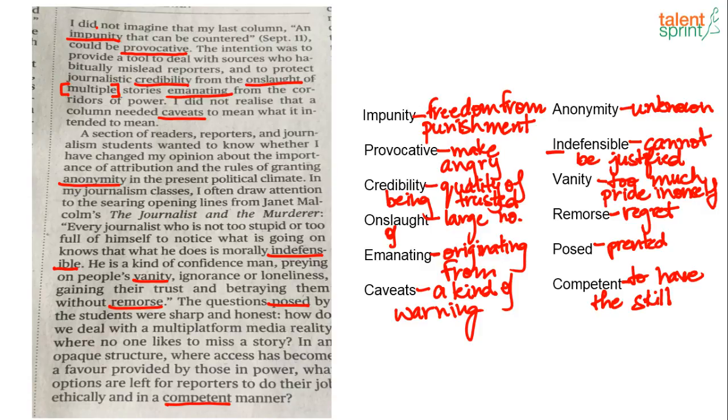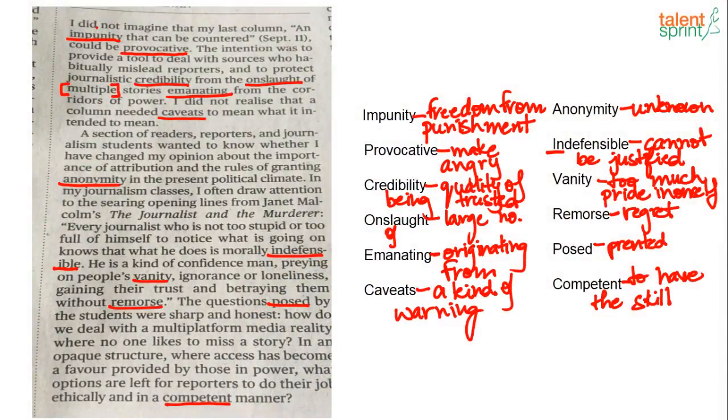Every journalist who is not too stupid or not too full of himself to notice what is going on knows what he does is morally indefensible. So he says every journalist who's not too dumb, nor is he like, dude, I'm the best, I know everything. So every journalist who is not extreme, who is moderate. What would the two extremes be? One who knows that, oh, I don't know anything, I'm so stupid. And the other would be like, oh, I know everything, you don't have to tell me anything.